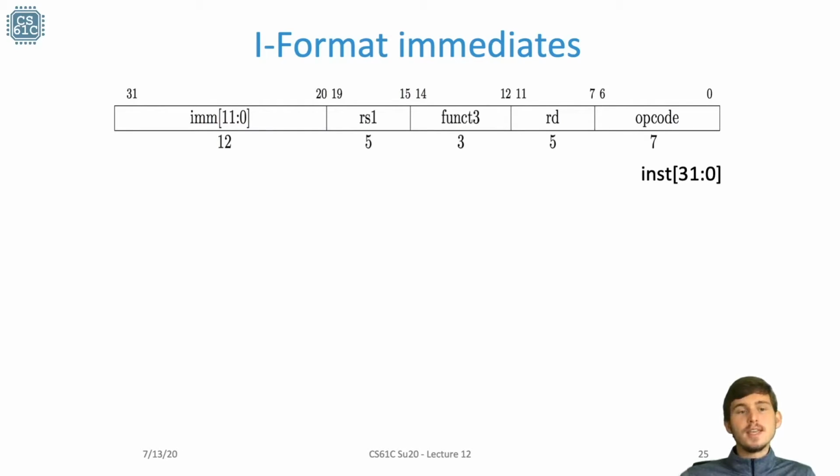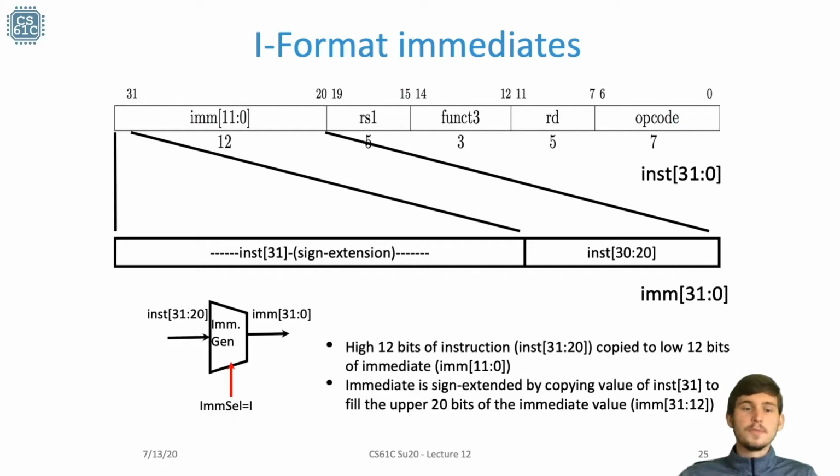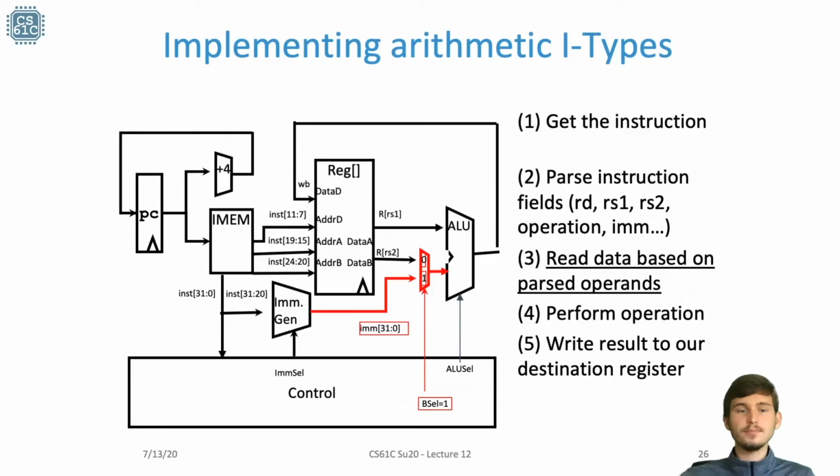So the first step is to take those upper 12 bits and put them to the lower 12 bits. Finally, we need to sign extend the most significant bit in our instruction. So that's all the job that our immediate generator needs to do. In this case, we only need to give the immediate generator the upper 12 bits, and it's going to sign extend those upper 12 bits so that we can have a full 32-bit value, and then it's going to output that value, so then we have a new 32-bit value. And this is only going to happen when the immediate select is set to the I-type instruction.